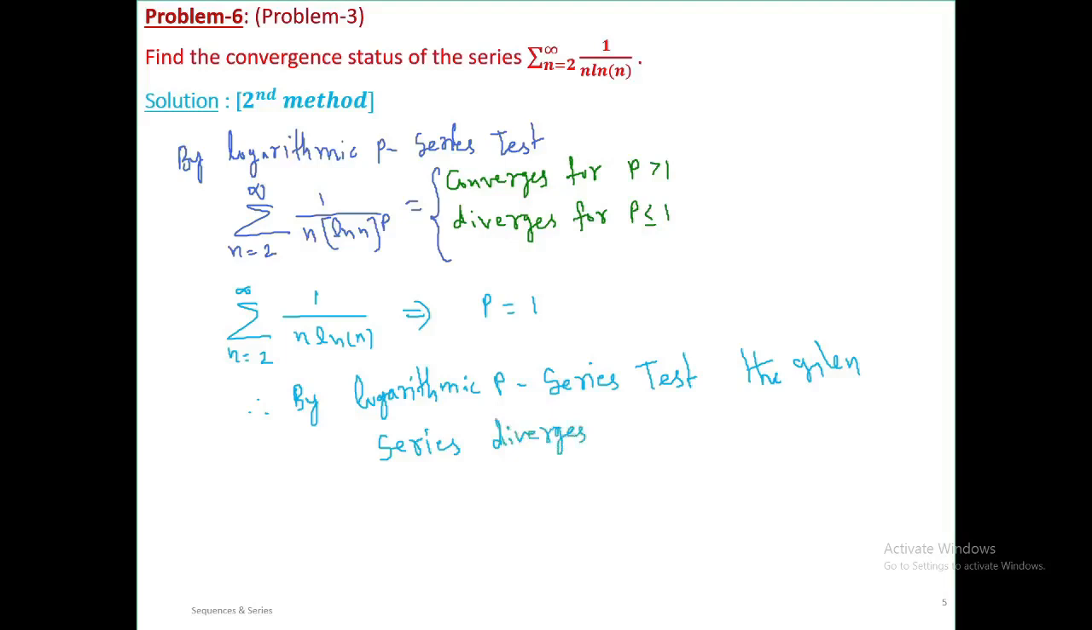So many ways you can conclude. This is the simplest way. The logarithmic p-series test is the simplest way, and you have to take care that the nth term of the series is in the correct format only: 1 over n into (ln n) whole power p, with n from 2 to infinity. Then only can we apply the logarithmic p-series test.